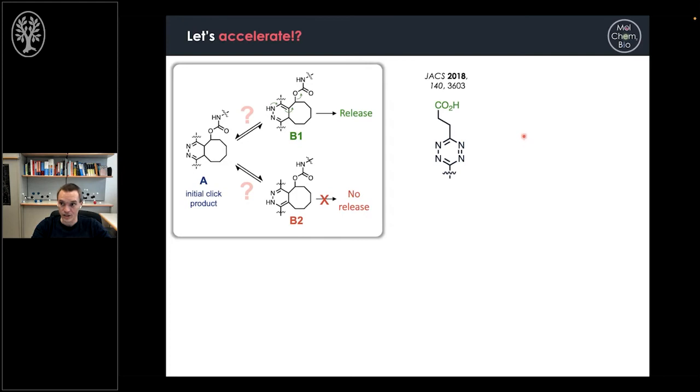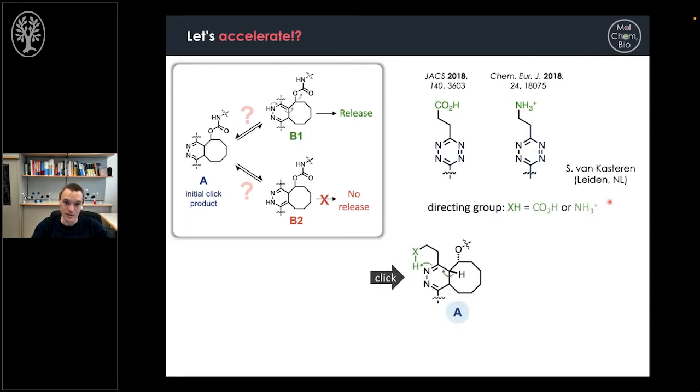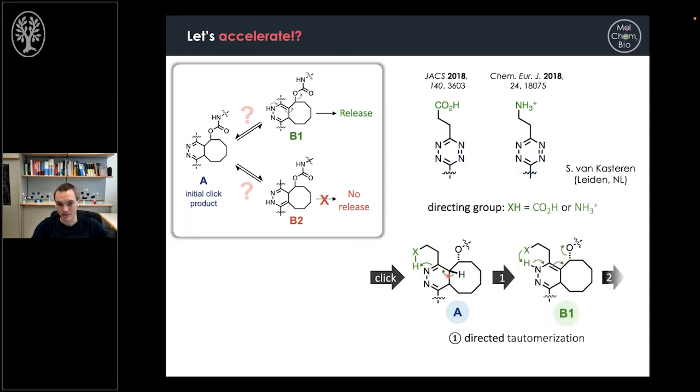Later, Sander van Kasteren came up with a scaffold that, I need to admit, is way more powerful: these ammonium-functionalized tetrazines. What these directing groups do is, upon the click reaction, direct tautomerization to accelerate formation of, as shown here, the releasing tautomer, and moreover, it also enhances the elimination step.